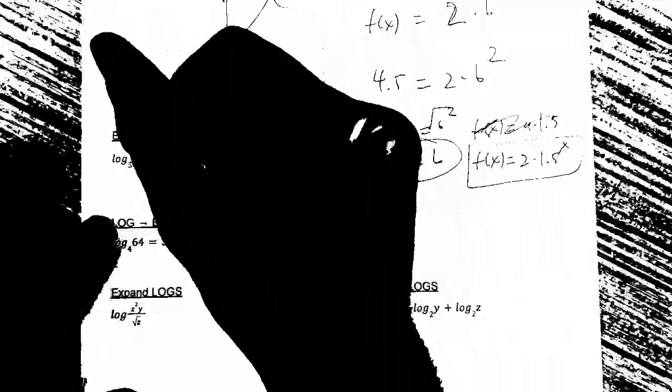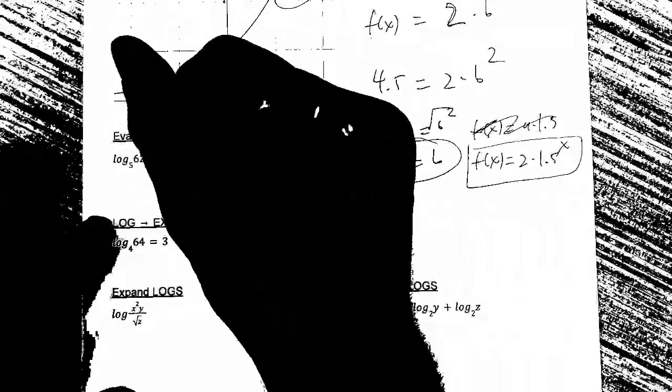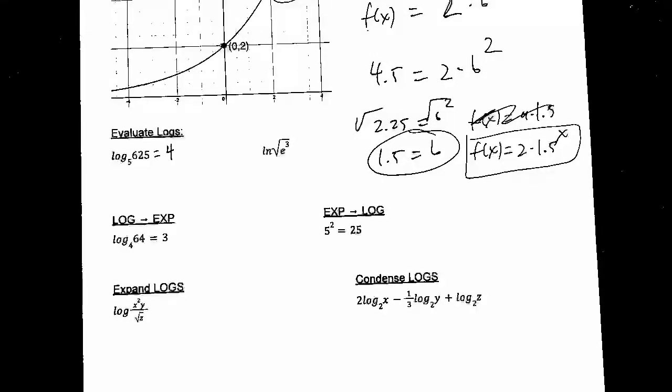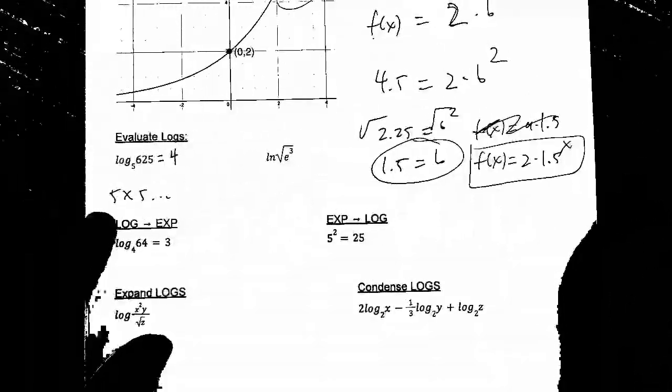On the test, the logs will be straightforward, so that you can either leave them in exact form or you'll be able to figure it out using a regular 4-function calculator. I mean, worst case scenario, you just do 5 times 5 until you reach 625, right? And then you'll know, oh, okay, that's 4.